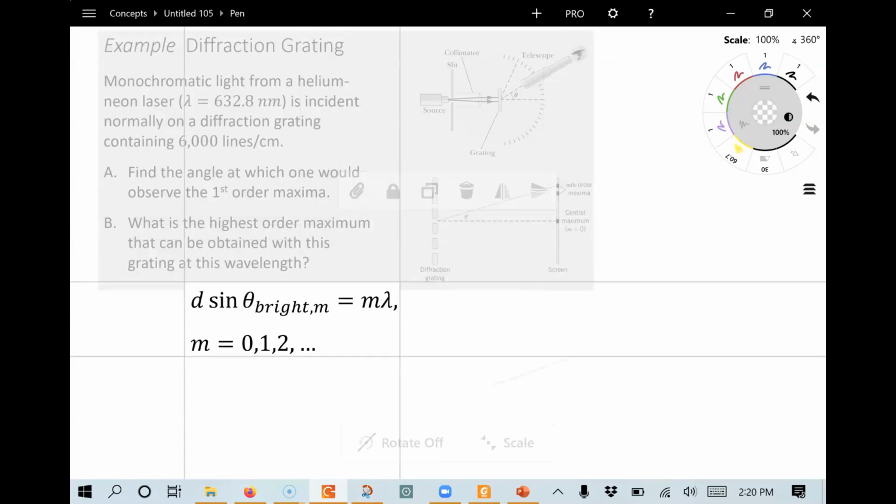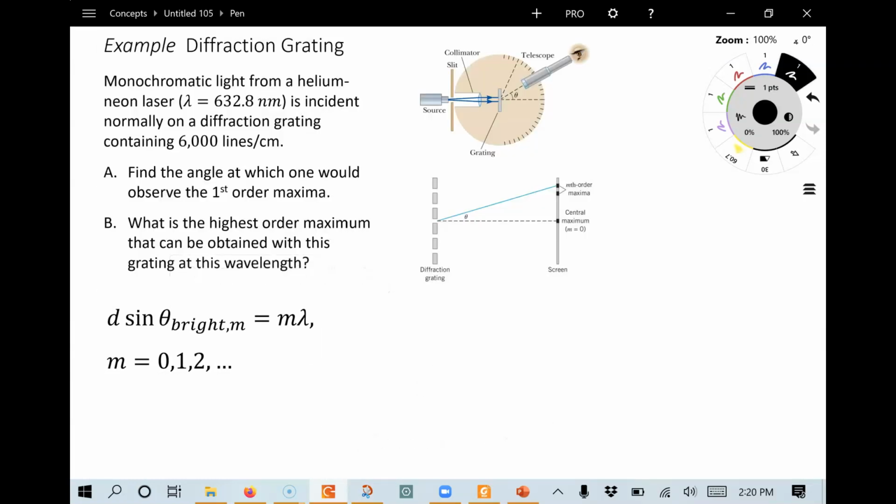The important thing when you're doing diffraction gratings is to figure out what d is equal to here. They usually don't tell you what d is. Instead, they told us that the number of lines per centimeter is 6,000. So if we had 1 centimeter of length here, we would have 6,000 little slits. That's what that means. Now, to get the length between two adjacent slits, that is your d. We have to take the reciprocal of the number.